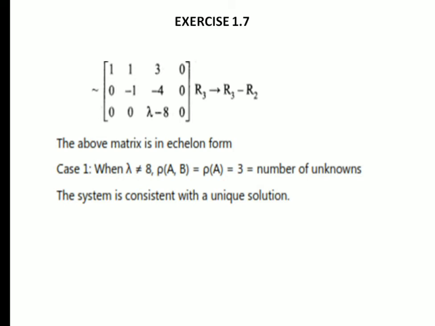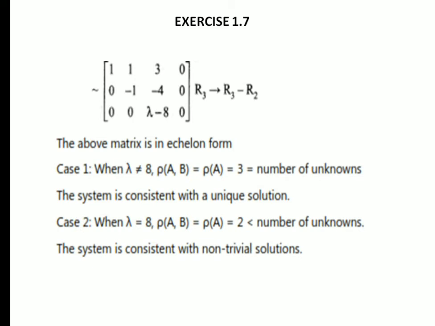Case 1. When lambda is not equal to 8, the rank of [A, B] equals the rank of A equals 3, the number of unknowns. The system is consistent with a unique solution. Case 2. When lambda equals 8, the rank of [A, B] equals the rank of A equals 2, which is less than the number of unknowns. The system is consistent with non-trivial solutions.